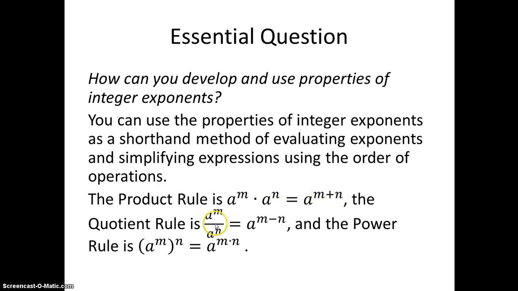Here, the quotient rule. If you have one number divided by another number with the same base raised to different powers, you subtract the exponents. Similarly here, if you have some number raised to some power and that entire expression is raised to another power, this is going to be equal to the exact same base raised to the power m times n in this case.